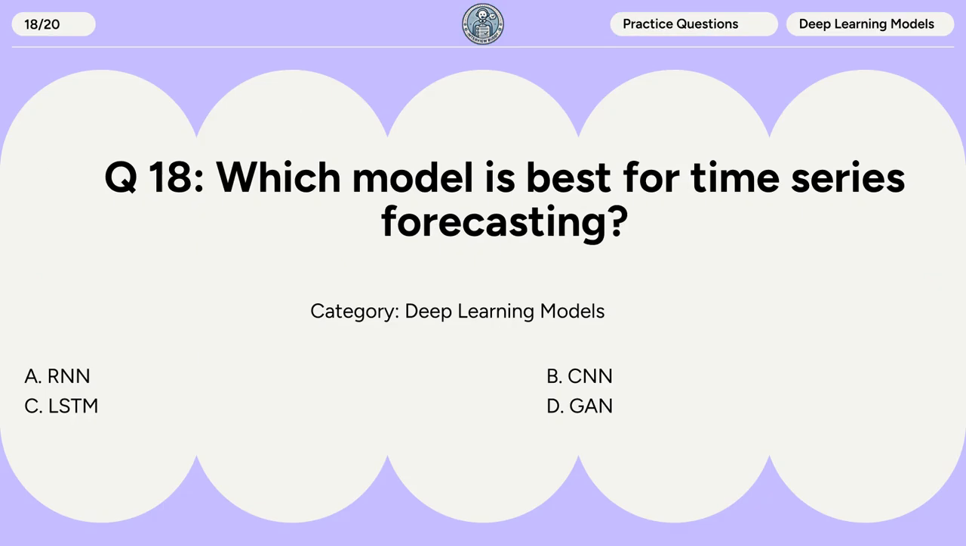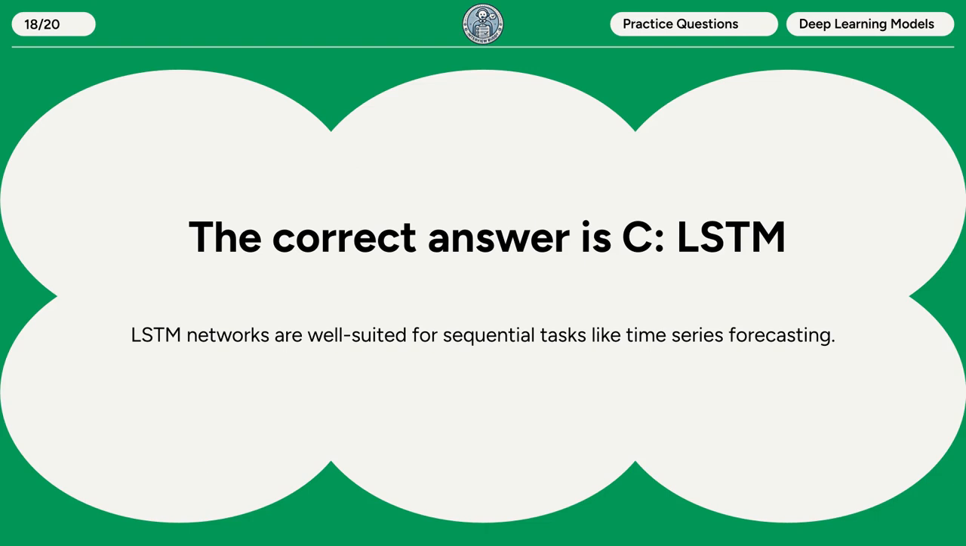Question 18. Which model is best for time series forecasting? A. RNN. B. CNN. C. LSTM. D. GAN. The correct answer is C. LSTM. LSTM networks are well suited for sequential tasks like time series forecasting.